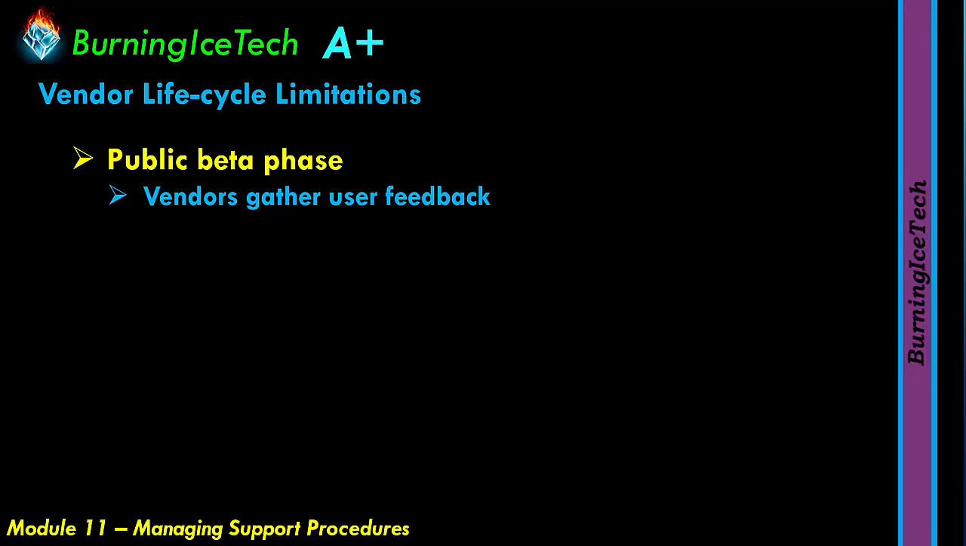Then once they've more or less sorted out all the kinks, bugs and glitches, they release it to the public for actual official use. We call that phase the supported phase. That is where the developer or the vendor supports their product, their application, hence the name supported phase.